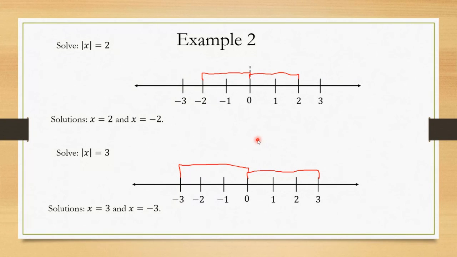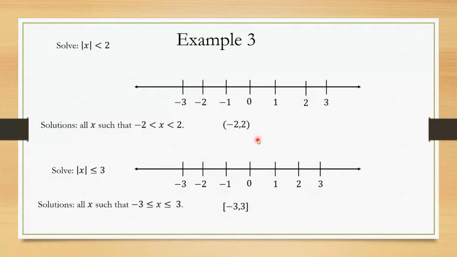Okay. Now that's for equations. What about absolute value and inequalities? Well, what is this asking us? This is asking us for all numbers whose absolute value is strictly less than 2. In other words, we want all numbers whose distance from 0 is less than 2. What numbers are going to pull that off? Well, let's see.